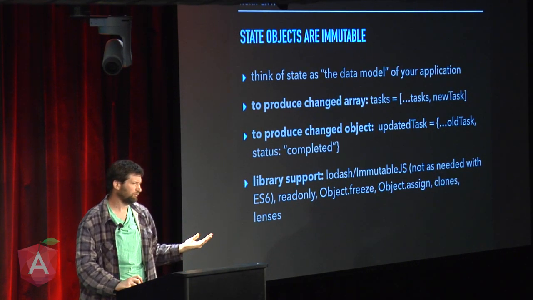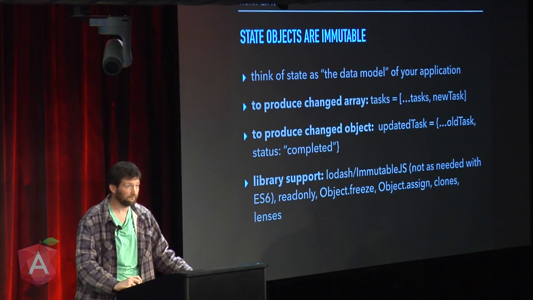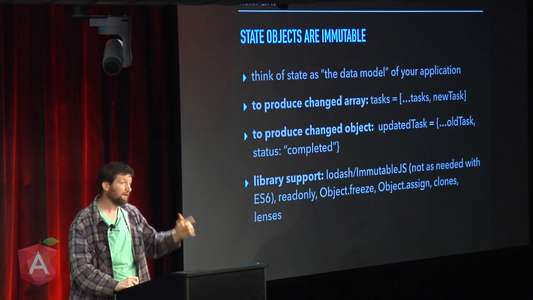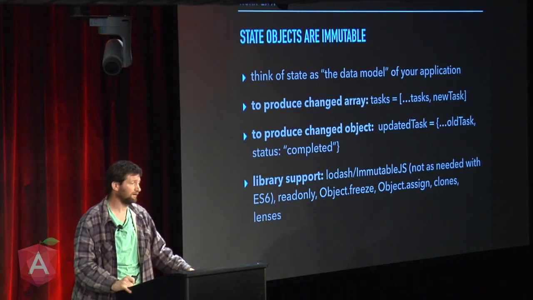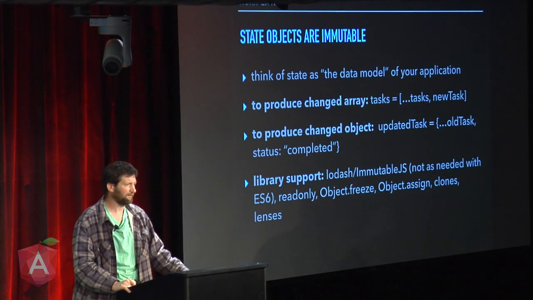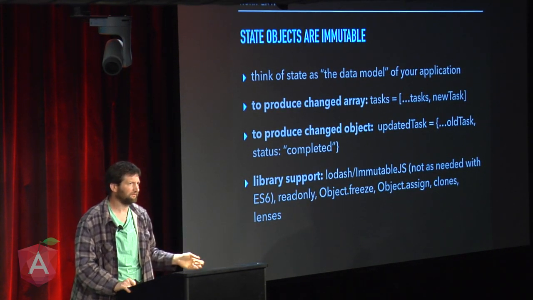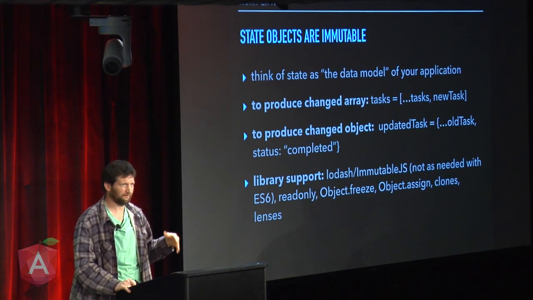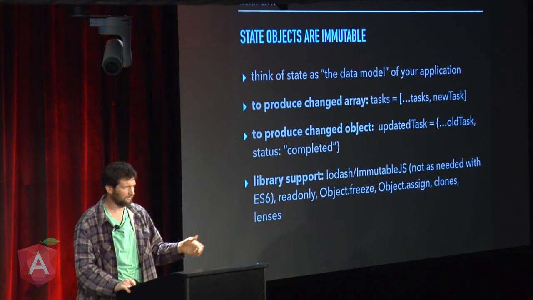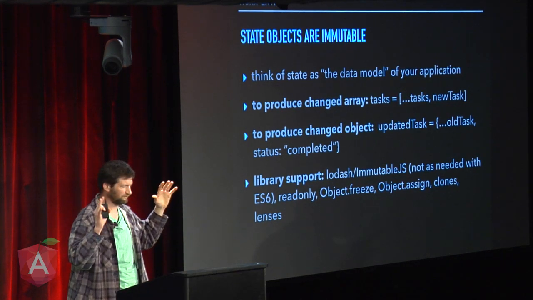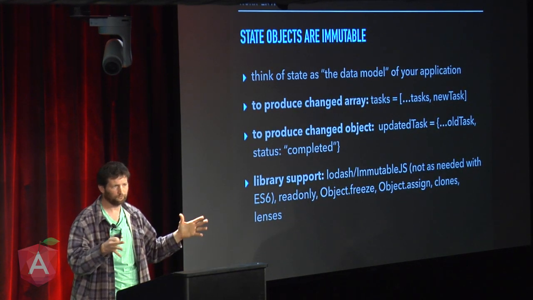And there's a lot of library support. There's Lodash, which has some niceness. Immutable JS is good. But with ES6 getting a lot more commonplace, and with TypeScript filling in a lot of gaps, these things aren't needed as much. But you have tools like object freeze, object assign, clones. You can make sure your entire state is frozen within ngrx or redux. And you have these things called lenses, which let you kind of really get through and change a part of an object. That's from the functional programming world.